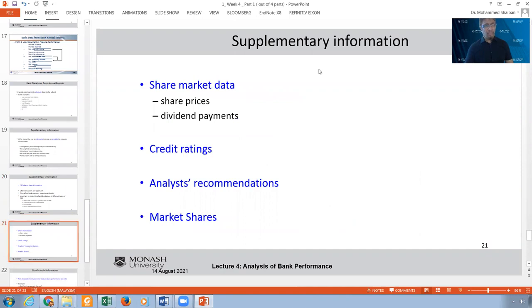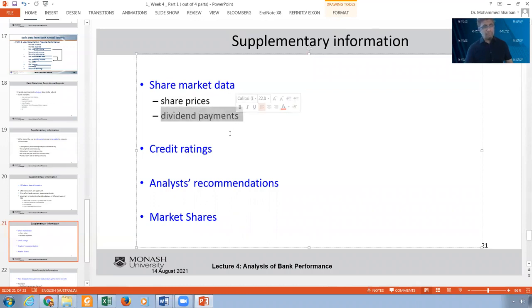Okay, now let me go to the supplementary information. We also have share market data, which we can get. This is related to the share price and dividend payments, and we can do some analysis about this. Rating agencies provide good information about banks, and it is accurate information.